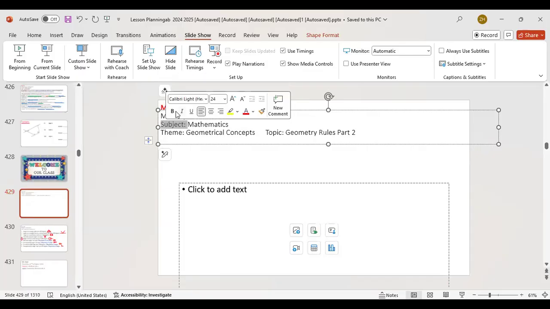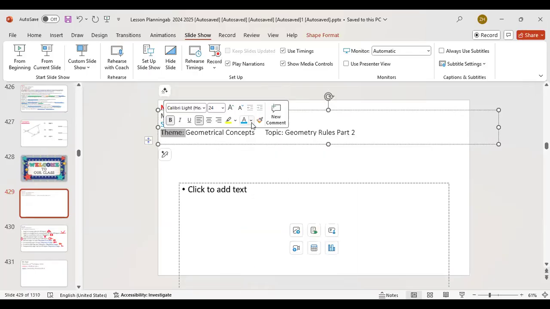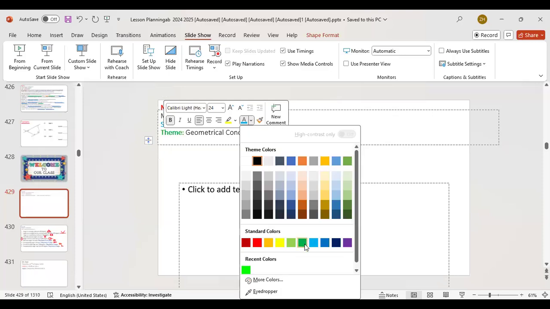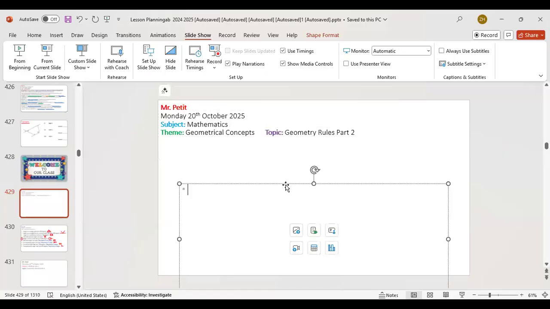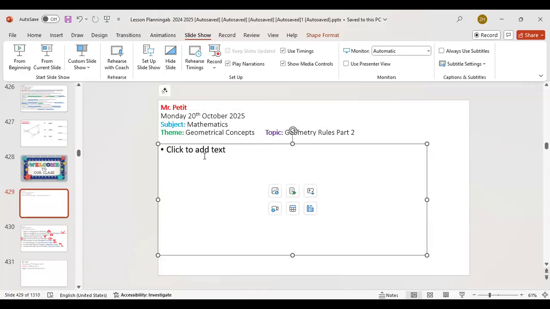So let me highlight this in blue, light blue. And let's go with green. And please, let's go with purple. Good. All right, so rule number 3. This is rule number 3. Geometry. Rule number 3.